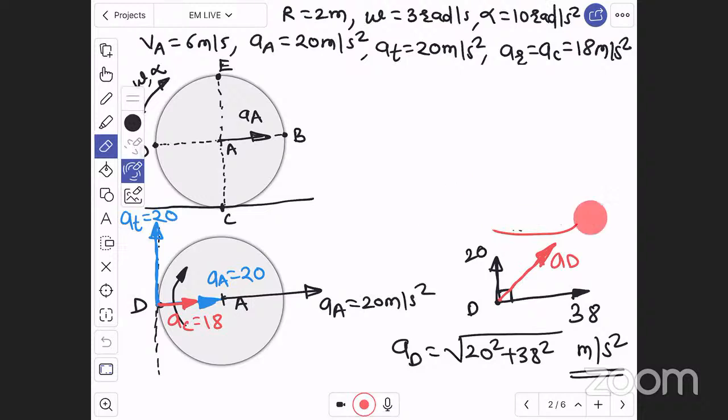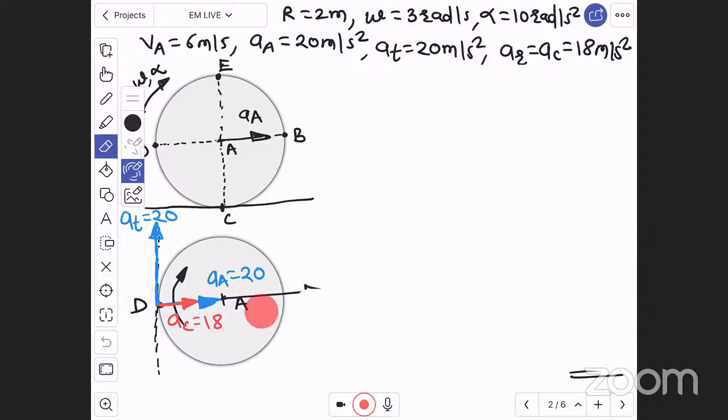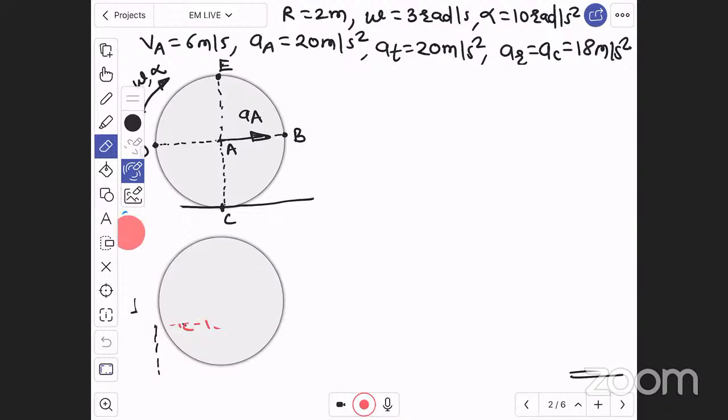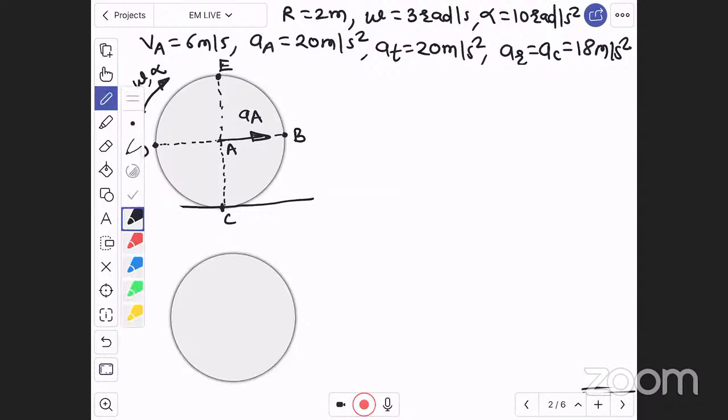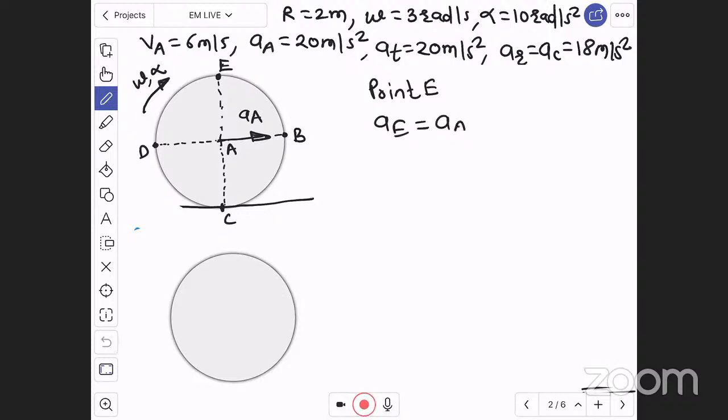Now for point E, see point E. Acceleration of E will be equal to acceleration of center point plus tangential acceleration plus centripetal acceleration, right? That we have seen. Now let us jump for point E.